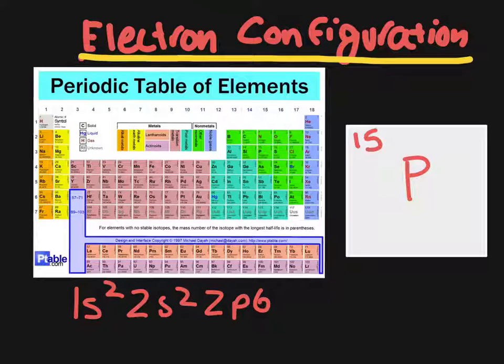Now we're down to our third energy level, 3s2. Well, that so far has given us 12 electrons total. We still need 3 more. So now we need to go 3p, and how many did we say? 3 more.